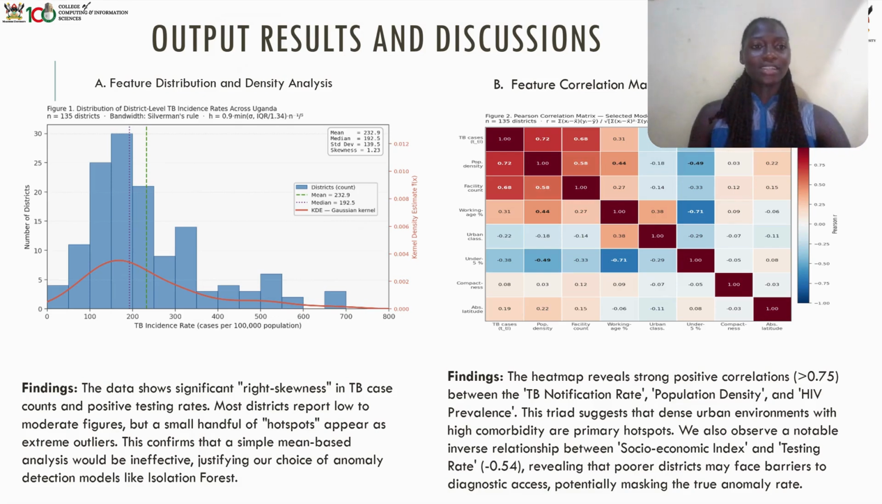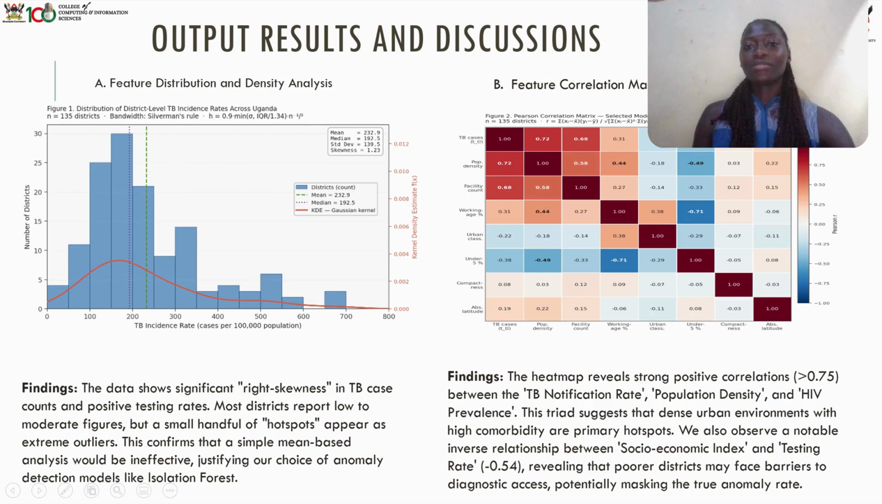Hello, I'm Farida Nachanzi, and I'm going to take you through the output results and the discussions. So here we have the feature distribution and density analysis, and it shows the distribution of the district level TB incidence cases. That shows a clear right skew, and most districts are falling in the low or moderate case counts. In conclusion, it shows that TB burden is not evenly distributed across Uganda, and therefore we concluded that simple mean-based analysis would not be effective, and hence we're going to apply the isolation forest.